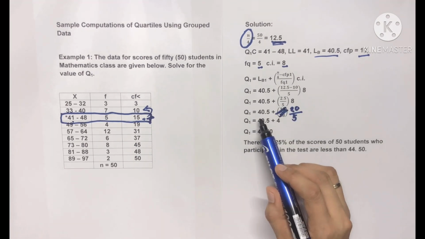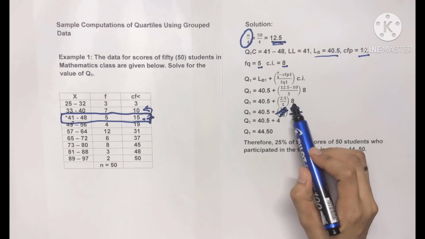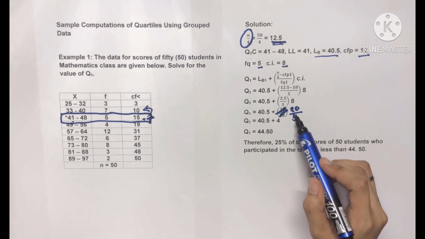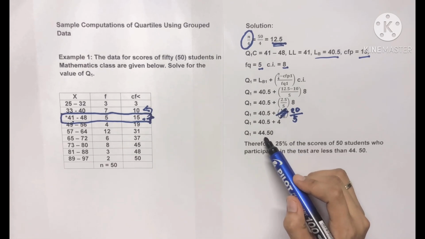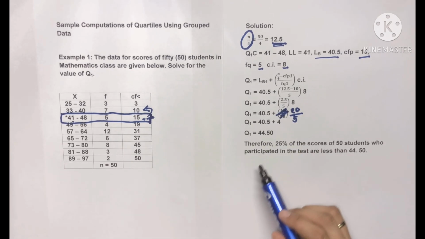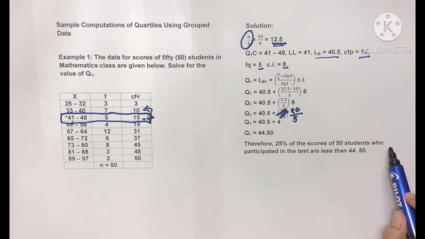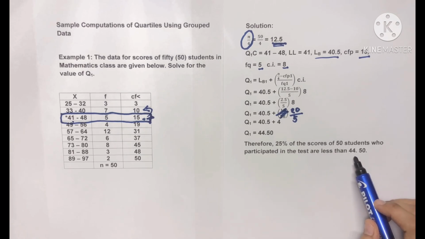Q sub 1 equals 40.5 plus 2.5 times 8 is 20 over 5. So 20 divided by 5 is 4. So you need to copy 40.5. So 40.5 plus 4 is 44.50. Therefore, 25% of the scores of 50 students who participated in the test are less than 44.50.